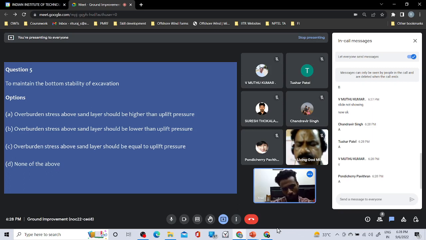So we have two types of answer, A and C. If someone wants to come forward and give the reason why you have mentioned these options, no compulsion, just if you are willing to come and discuss. Why should we maintain the bottom stability of excavation and how can we do that? What is the minimum condition to maintain the bottom stability of excavation?